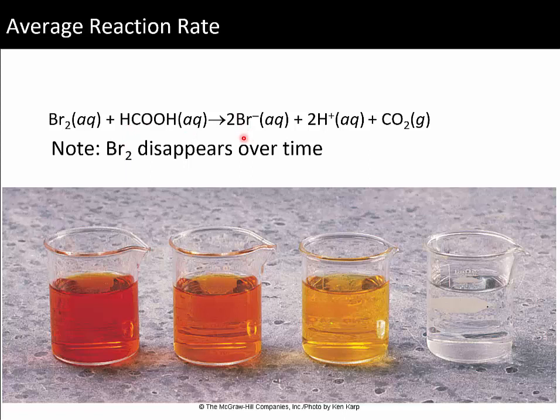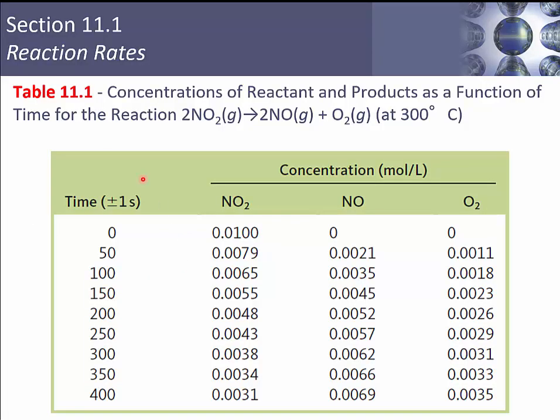And we're going to form bromide aqueous ion, which is colorless, H plus, which is colorless, and CO2 gas will be evolved, right, which is going to be colorless. And so our color is going to disappear because our bromine is disappearing over time. So our concentration of bromine, because it's a reactant, will decrease over time. So we can plot this out.